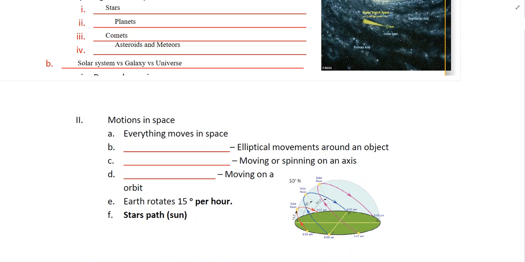And all of these orbits are going to happen in ellipses. So they're not perfect circles, they're kind of ovals. Ellipse is just another word, or elliptical is another way of describing a kind of circular but not quite orbit.